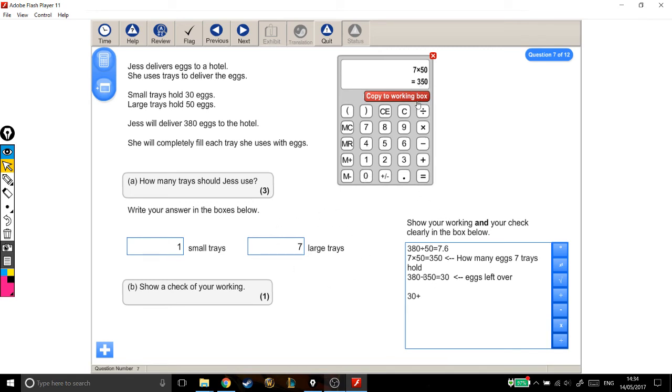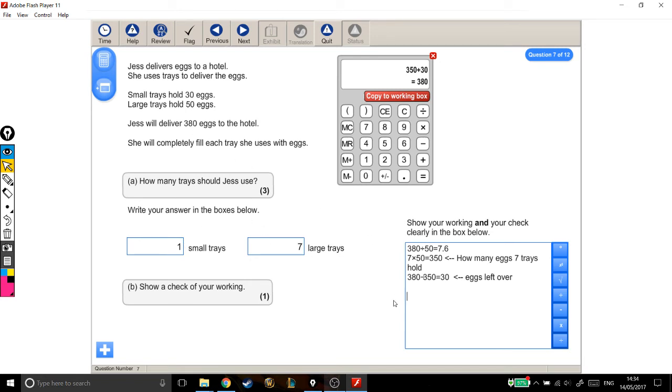So if I add the number of eggs in my large trays to the number of eggs in my small trays, it gets me 380, which is good. That's the number of eggs she's looking for. So to check your answer, take your small trays times 30, that's the number of eggs your small trays are holding. Take your number of large trays times 50, that's the number of eggs your large trays are holding. And if you add them together, it should be exactly 380.